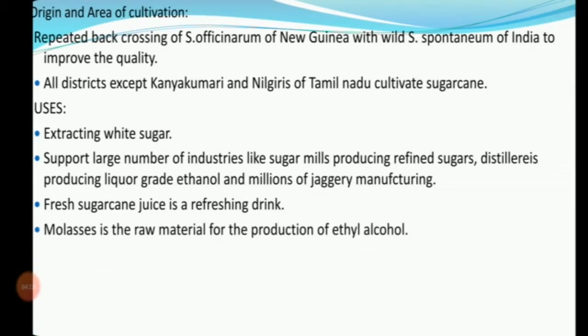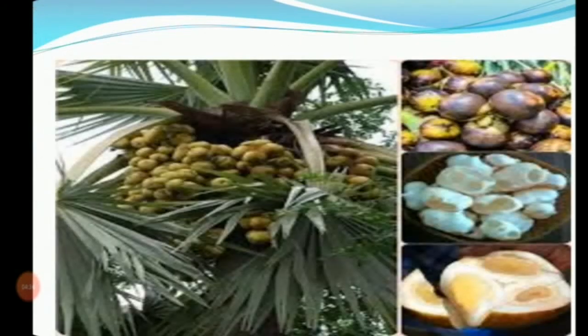Molasses is the raw material for the production of ethyl alcohol from the sugarcane. Adding a fungus, which produces the ethyl alcohol, is very useful for many industries. Ethyl alcohol is very useful for the production of various industries. Next we discuss palmyra.